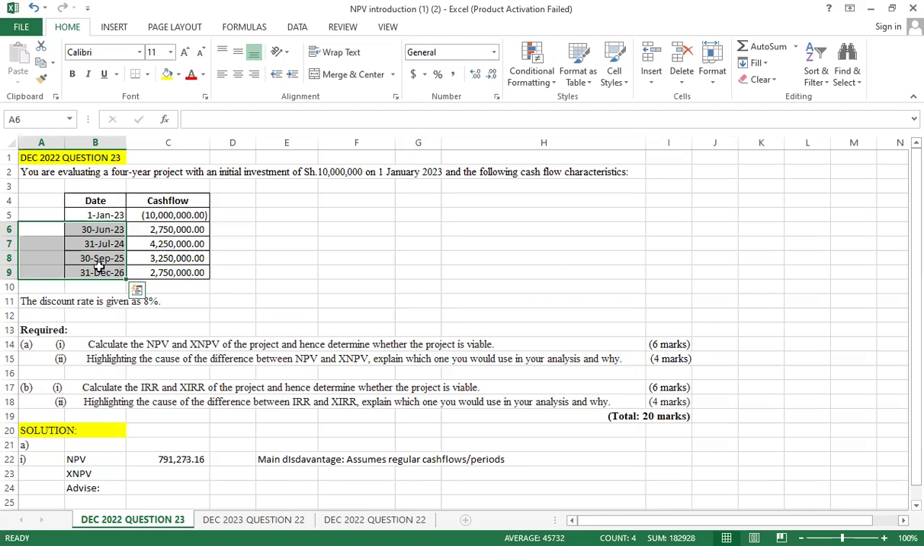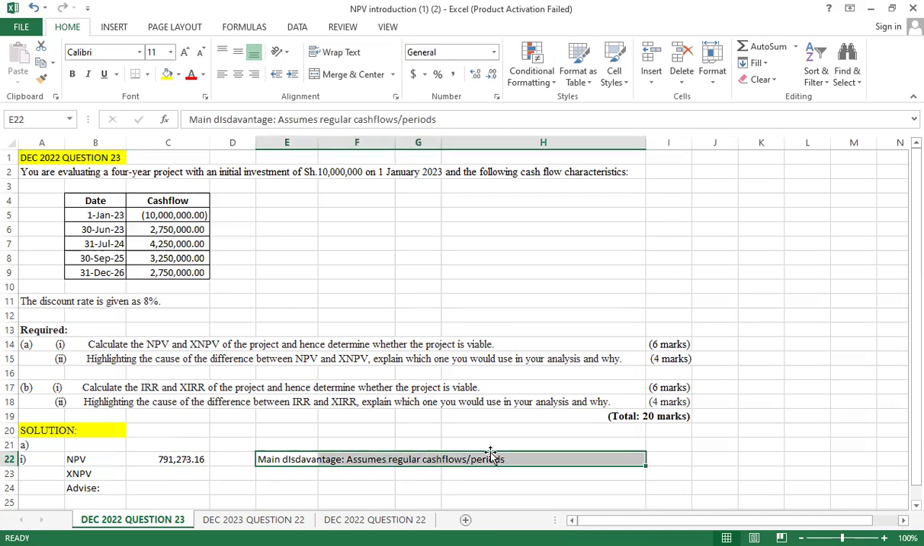Can you hear me? For this reason, Chanel, this NPV is therefore not accurate. It is not accurate because of this assumption. We then ask ourselves, how do we compute the accurate NPV that takes into account, like you are asking, these dates?